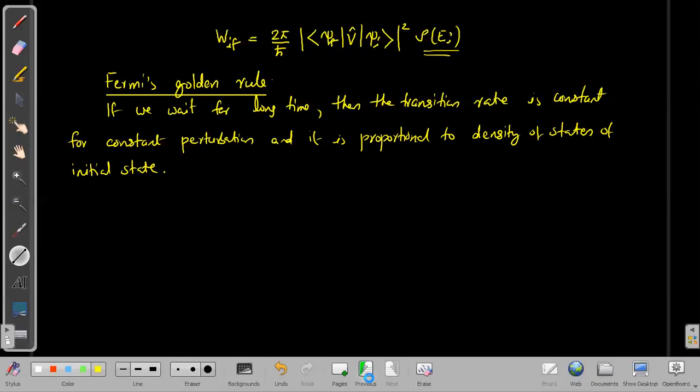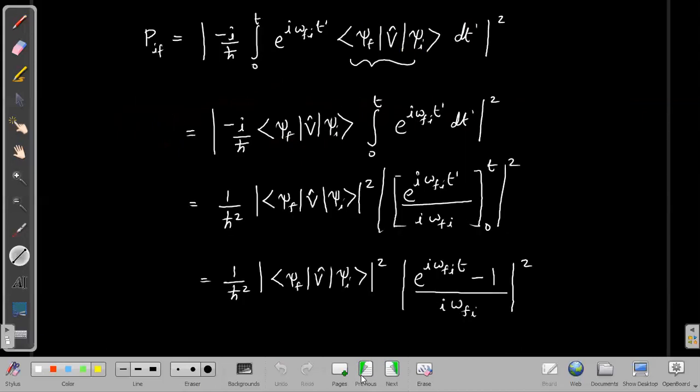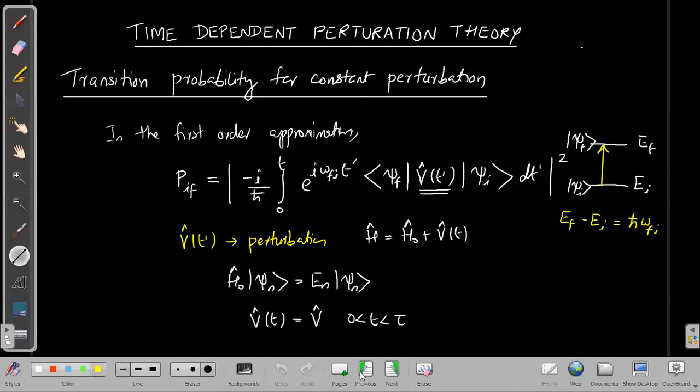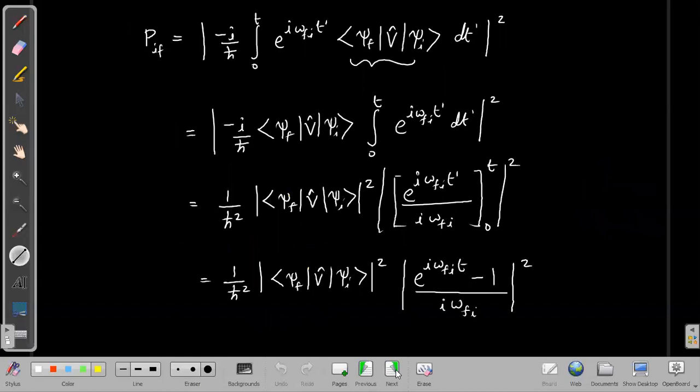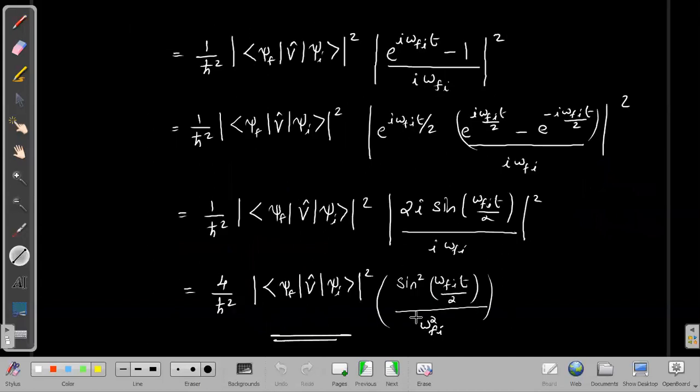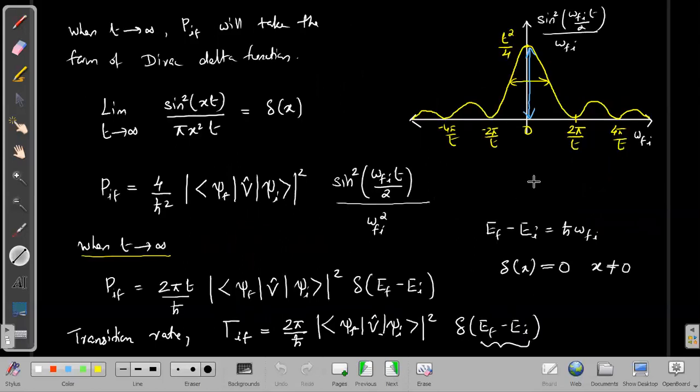So what we have found is we have just found the transition probability for constant perturbation. So if V is constant in time for some time interval, then I can find the transition probability, which takes the form of this, the 4 by h square, and it is varying with time. Okay, but even though it is varying with time, it has a very peak value when omega fi tends to 0. Okay, so when omega fi is 0, it has the maximum value. At all other omega fi's, the transition probability is very small.